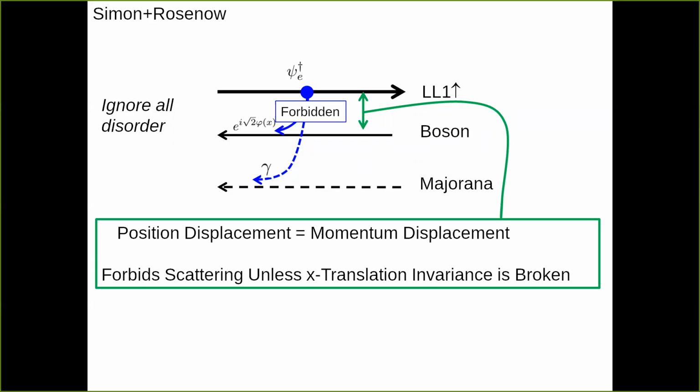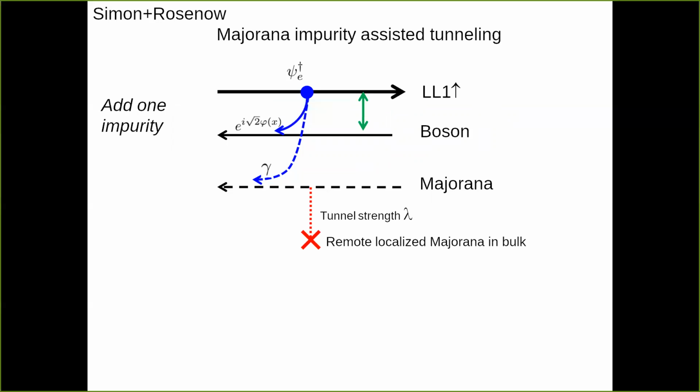Usually what people do is they just add disorder all the way along the edge, but I'm not going to do that. Let's imagine the edge is very clean. I'm going to add one remote localized Majorana in the bulk, because we know these localized Majoranas exist. Every quasi-particle carries a Majorana. So we'll just sit one in the bulk, trapped somewhere, and it's going to have some tunneling strength to the Majorana mode at the edge. That tunneling between the bulk at some position and the edge is going to break the translational invariance.